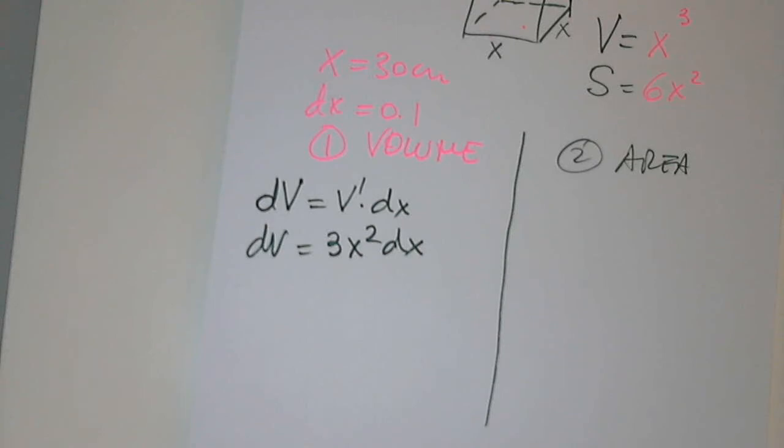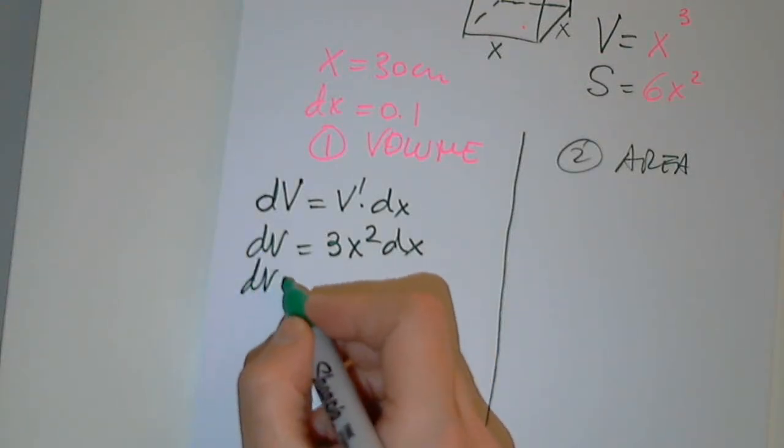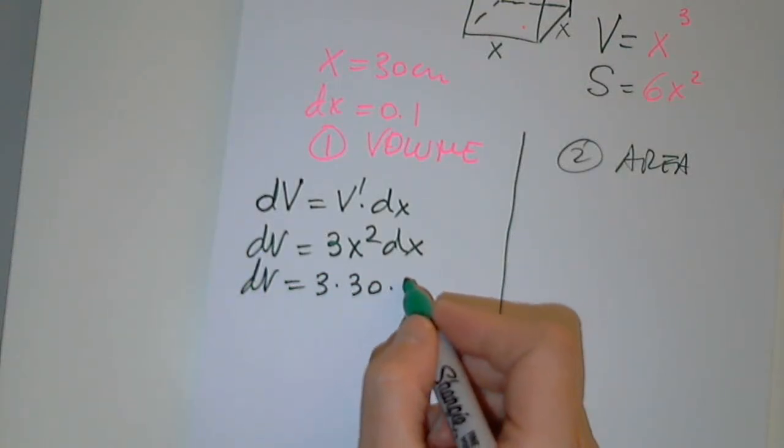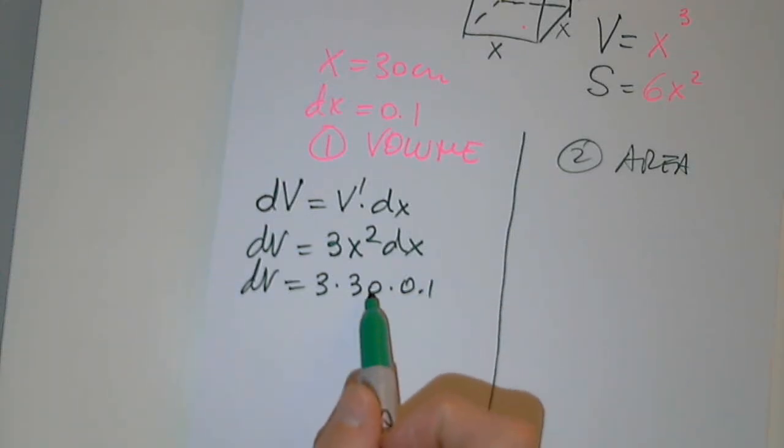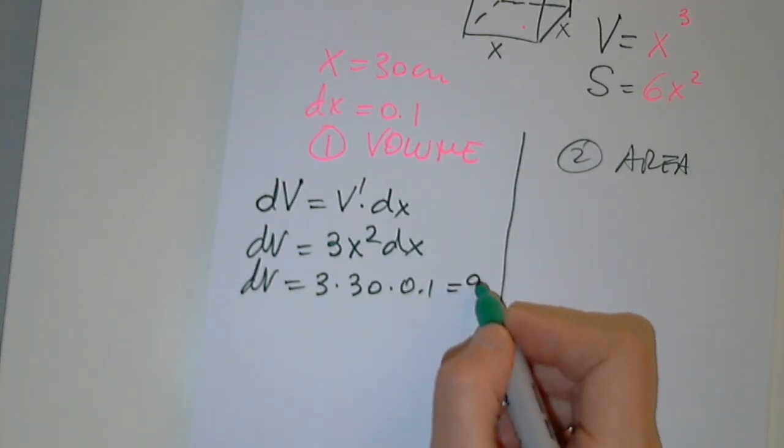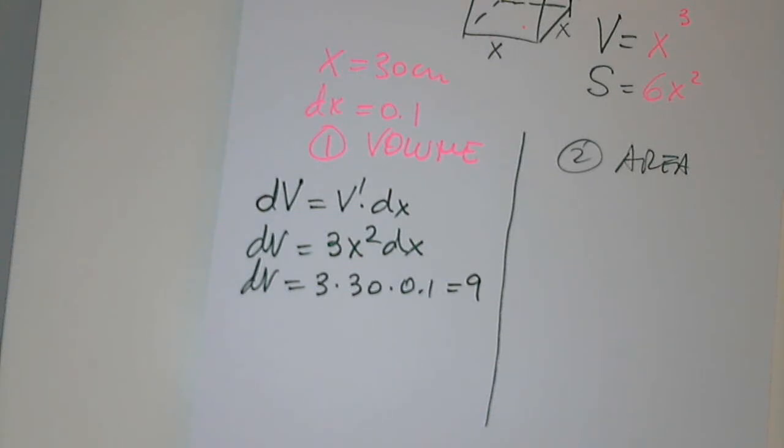All I have to do is just punch in the numbers. So dV equals 3 times 30 times 0.1. So 0.1 times 30 is 3, 3 times 3 is 9. Measurement unit? Centimeters cubed. Excellent. Great job. So a tiny error of 0.1 centimeters will trigger a 9 cubic centimeters error in the volume, maximum estimated value.